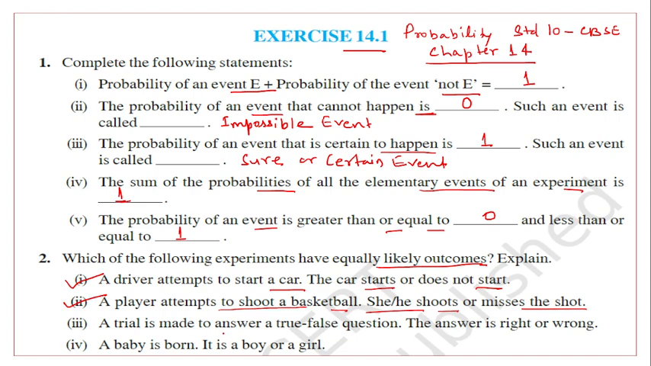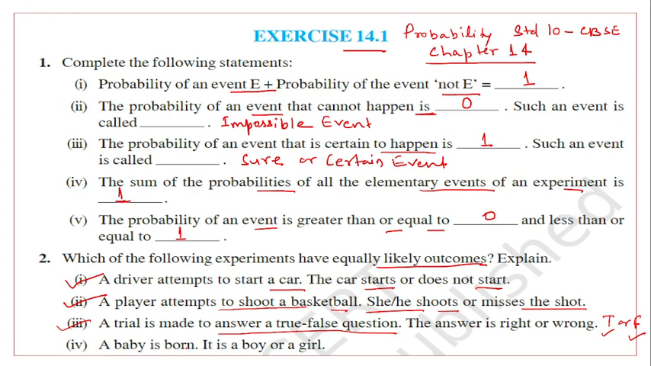Now a trial is made to answer a true-false question. The question has only two options, true or false, meaning it is right or wrong. That's all, no midway answer is there. So in true or false, it is an equally likely outcome.